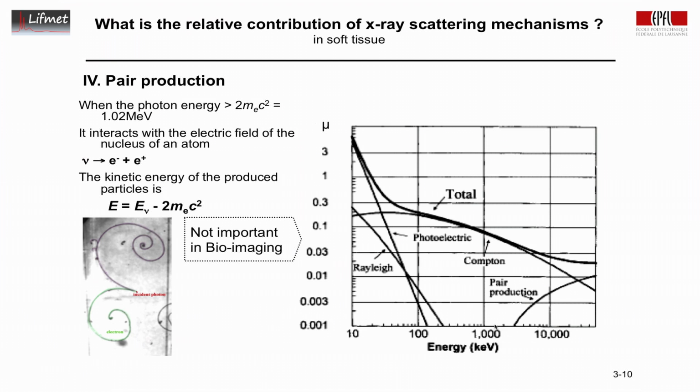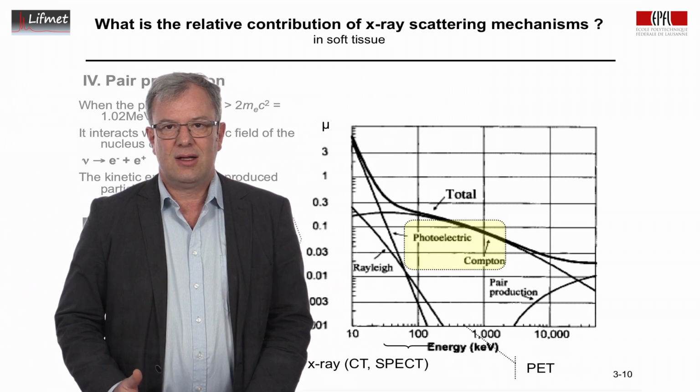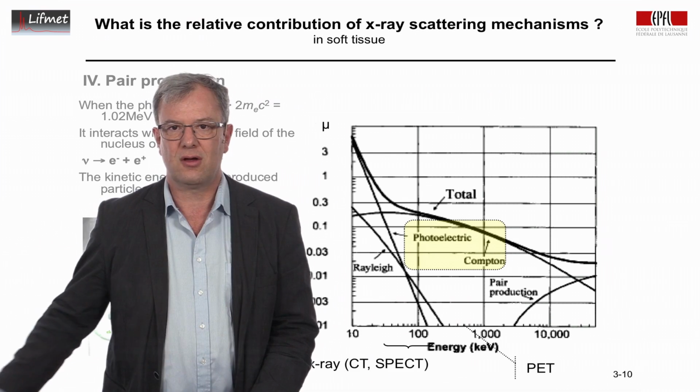Now, what are the typical energies that we are dealing with for CT and SPECT, which we will discuss in the next 2 weeks? We are in the range of 30 kiloelectron volt to around 150 kiloelectron volt. So this is roughly the range for CT and SPECT. And for positron emission tomography, which happens at 511 kiloelectron volt, we are here at this range. We're far from pair production, and we are at a point where Rayleigh scattering is really not much of a contributor. So in reality, to understand the absorption in tissue, we really need to just concentrate on the photoelectric effect and on the Compton effect.